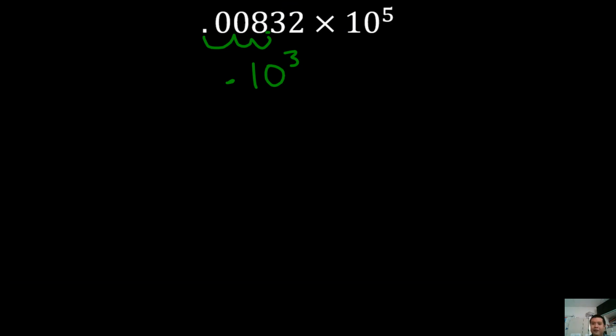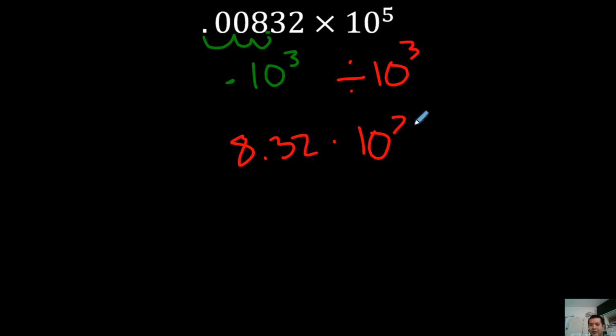which means, however, that since we multiplied this part and made it bigger, we need to make our base 10 smaller, which means we're going to divide by 10 to the third. Okay, as a result, what we get is 8.32 times, we divide by 10 to the third, we subtract the coefficients, 10 to the second. 5 minus 3 is 2.